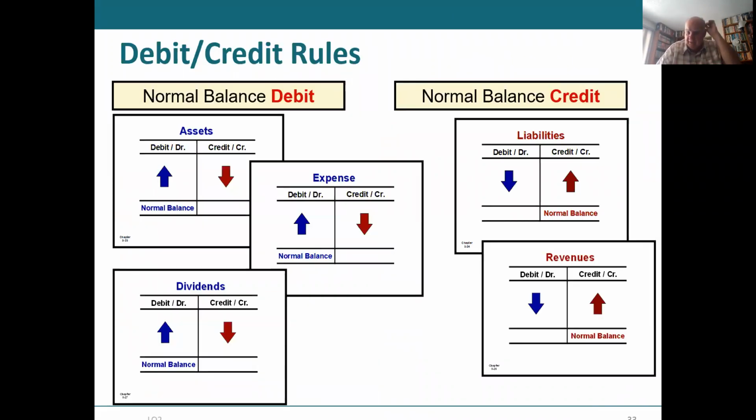Here's a good page to look at because this has everything in one shot. This is everything you need to have memorized. And I am going to say memorized. I hate to use that word, but you got to learn this by rote. Assets, expenses, and dividends have a normal debit balance, meaning they increase on the debit side. Liabilities and revenues increase on the credit side. It's really not much when you think about it. It's just 5 different rules to remember. Assets, expenses, dividends, they go up with a debit.